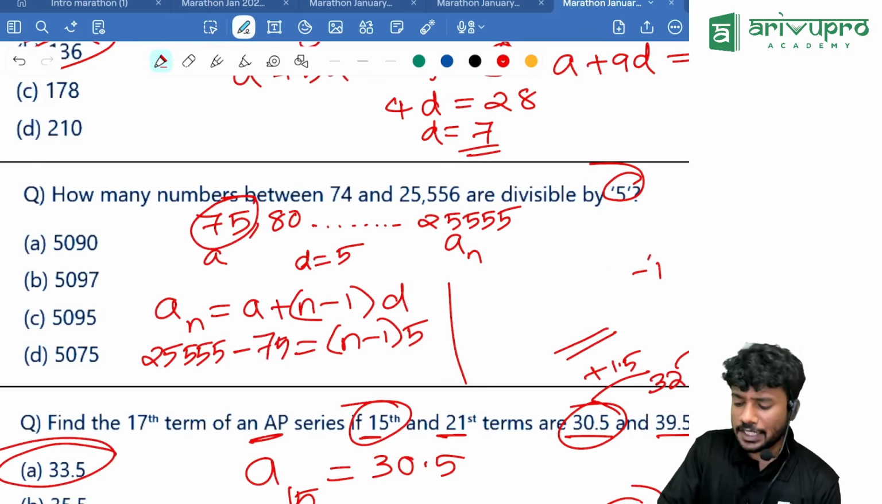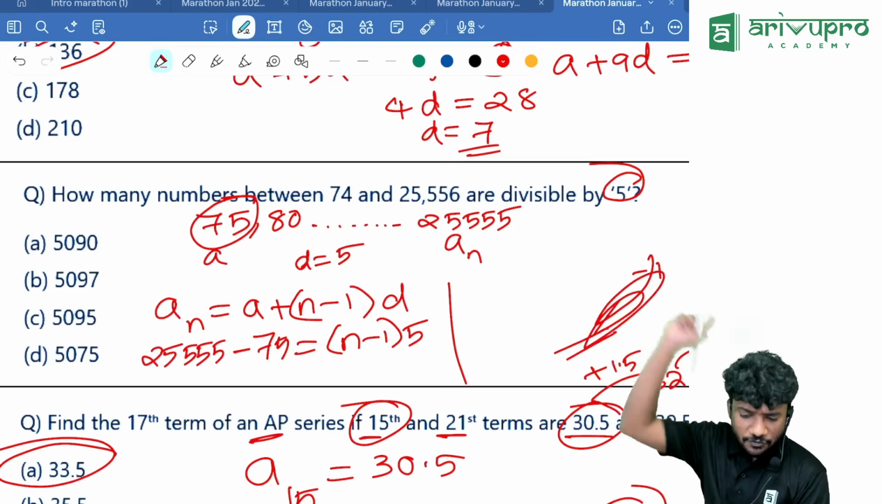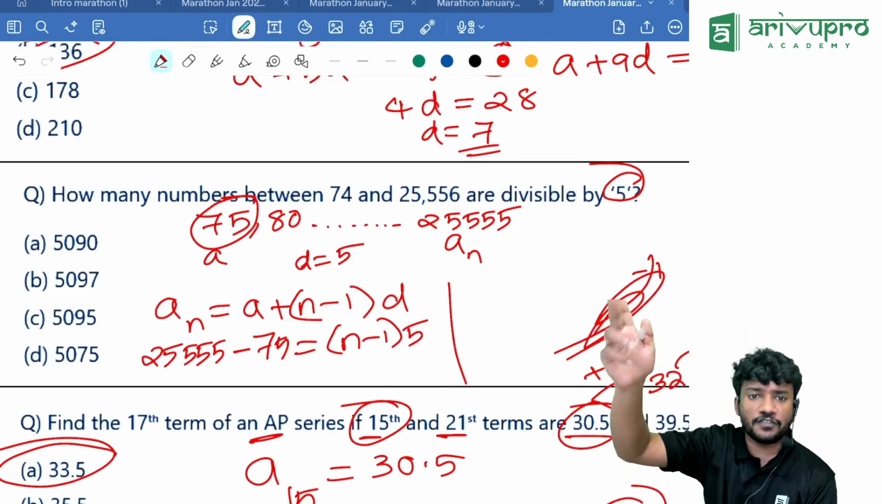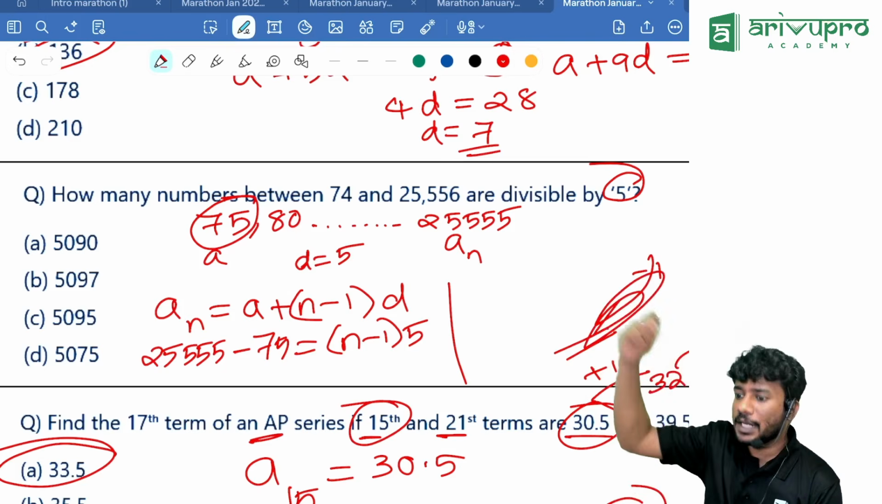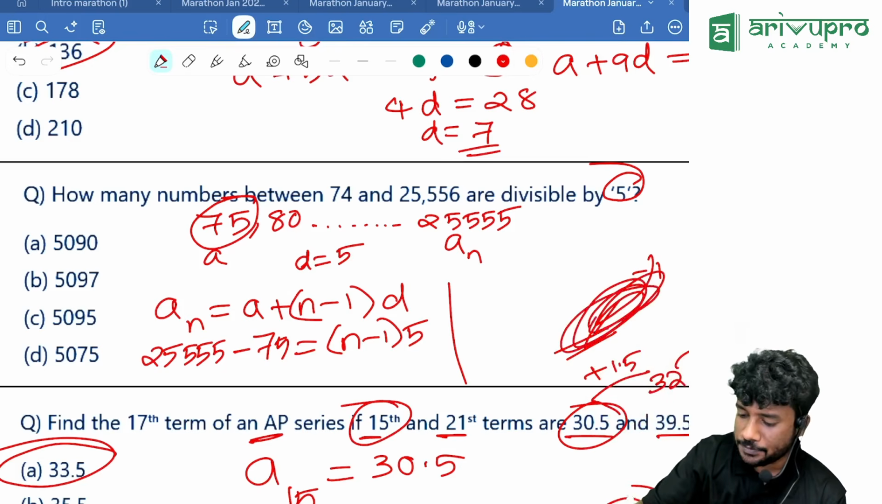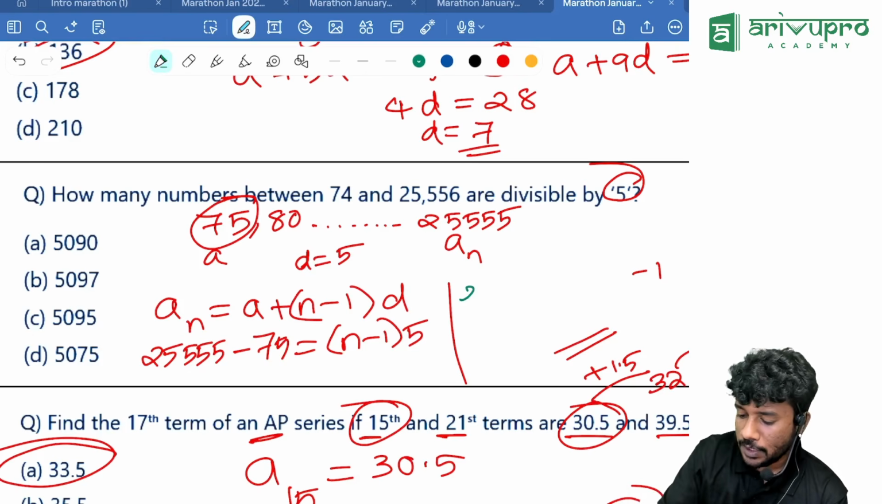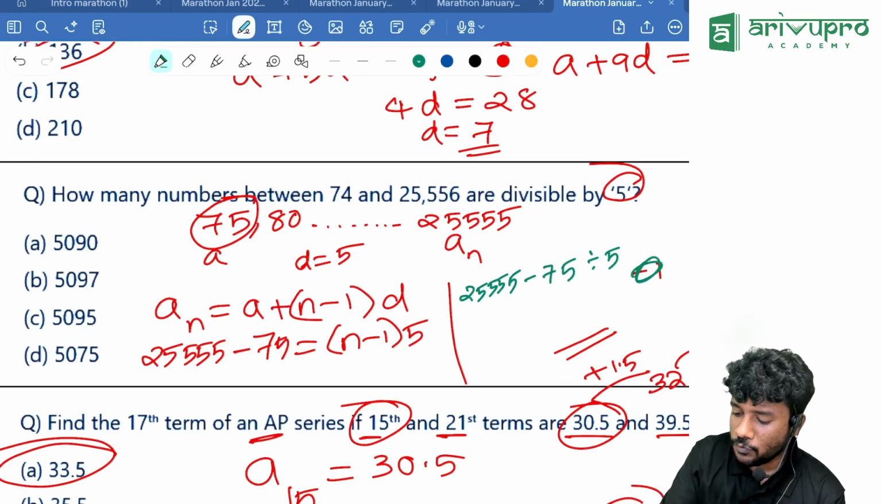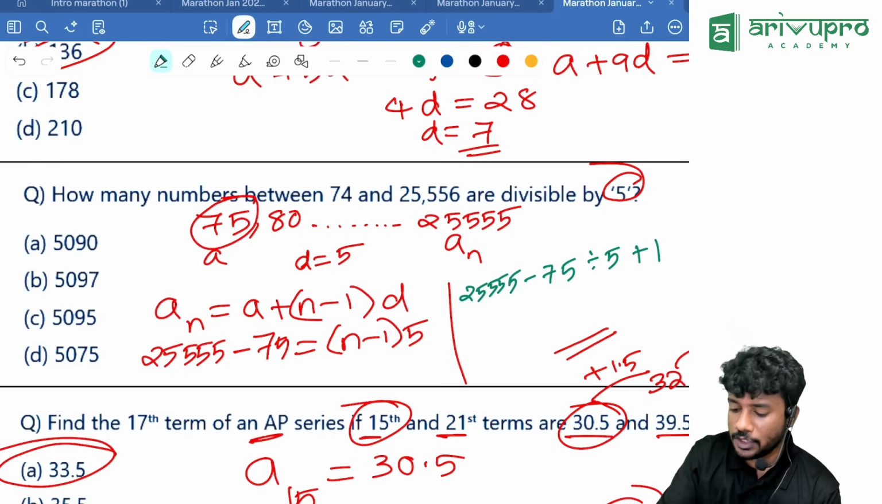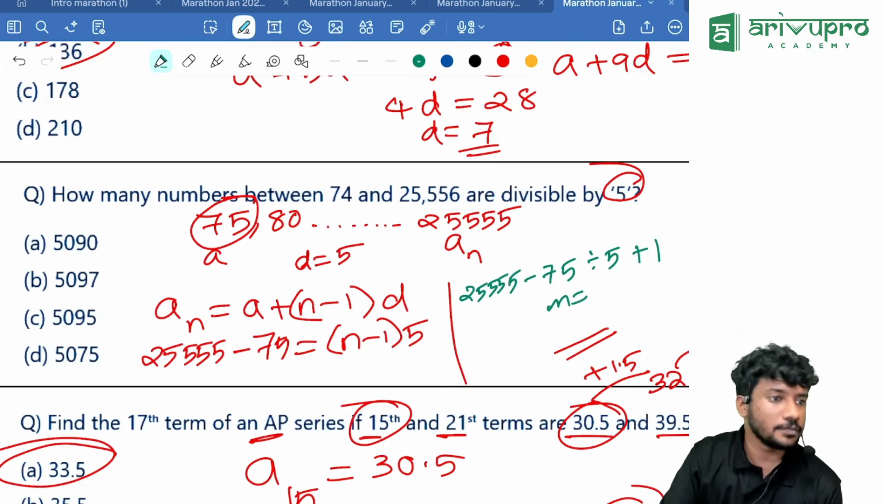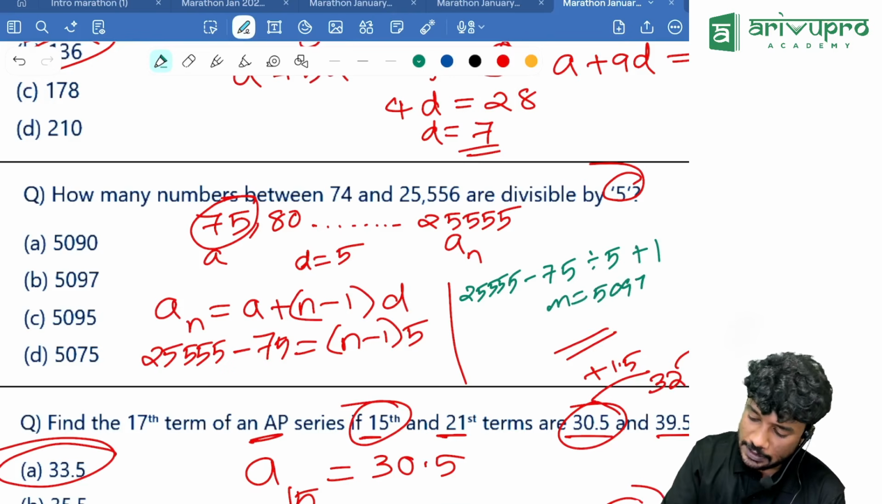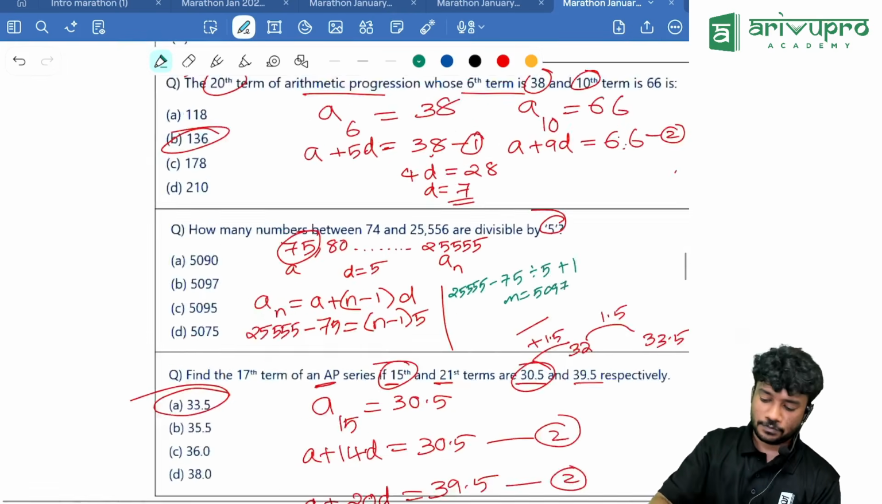So just use the calculator from this step. 25,555 minus 75, divided by 5, plus 1. That is the calculator method. Yes. 25,555 minus 75 divided by 5. Then what? The plus 1. Then you are getting n. How much is n? 5097. Yes.